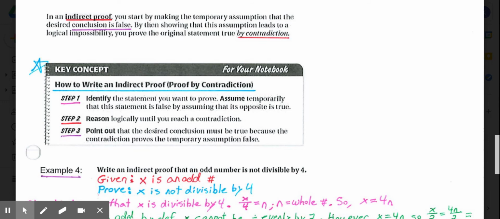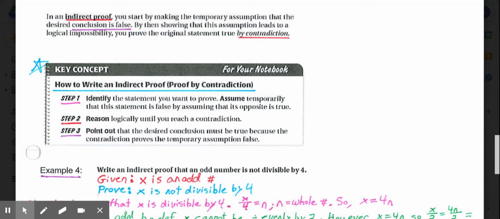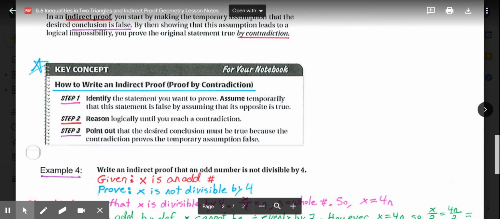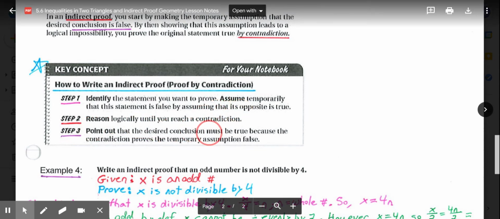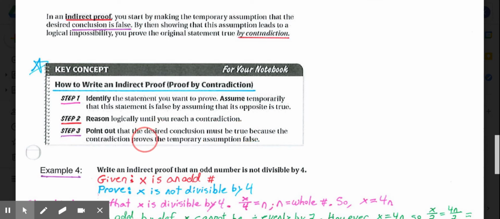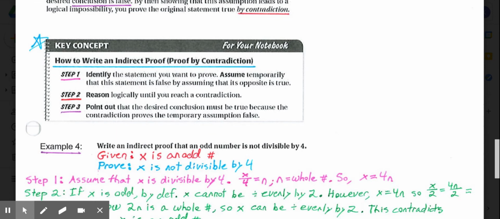So our 3 steps to do this. Step 1 is you want to identify the statement that we want to prove, and temporarily, we're going to assume that that statement is false by assuming the opposite is true. Then we want to reason logically until we reach a contradiction. Point out that the desired conclusion must be true because the contradiction proves the temporary assumption was false.